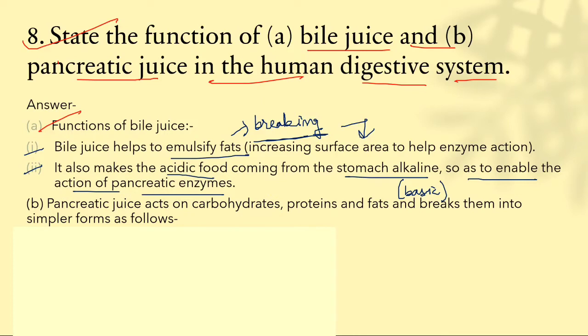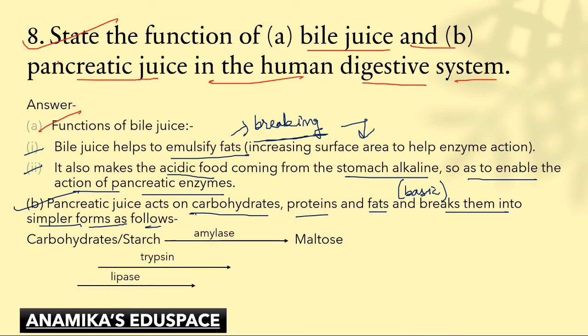Number B, pancreatic juice acts on carbohydrates, proteins and fats and breaks them into simpler forms as follows. Carbohydrate and starch, with the help of the enzyme amylase, is broken into maltose. Okay, so what is carbohydrate? Carbohydrate is actually sugar, right? So sugar is broken down by the help of the pancreatic enzyme amylase, and this amylase breaks the sugar into maltose.